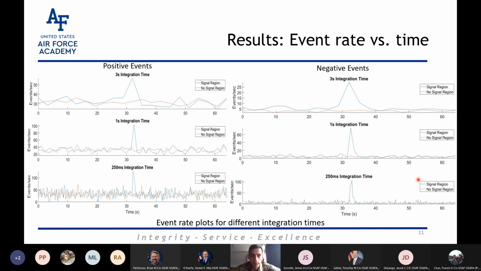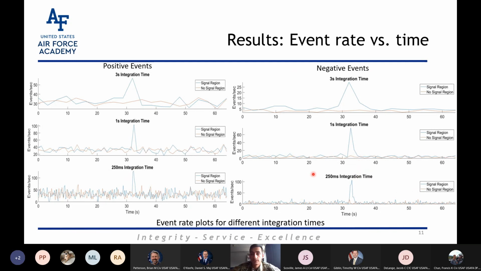These are the results of the event rate versus time, and you can see different integration times give different resolutions as to when the event happens. You look at the 3 second, it's kind of wide, the 1 second is narrower, and then the 250 millisecond is actually fairly good. And same with the negative event integration times, 3 seconds, 1 second, and 250 milliseconds.